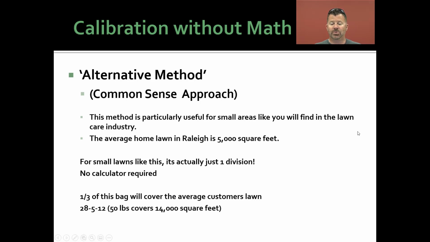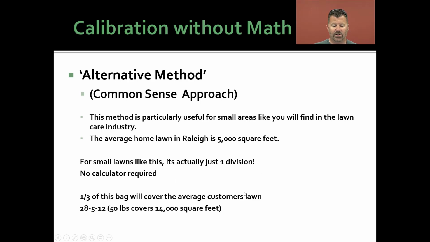This method is particularly useful for small areas like you will find in the lawn care industry. The average home lot in Raleigh is 5,000 square feet. Guys, my favorite yard to mow, to do anything to. I just love the 5,000 square foot yards, and y'all have heard me talk about those postage stamp lots and how much money we can make off of those each year. For small lawns like this, it's actually just one division, no calculator required.